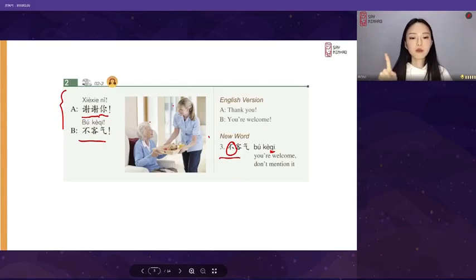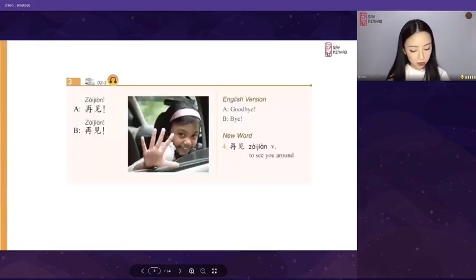3, 2, 1. 谢谢你,不客气. Now let's read again, okay? 3, 2, 1. 谢谢你,不客气. Good job. Now let's move on to next text. Next one is about goodbyes.